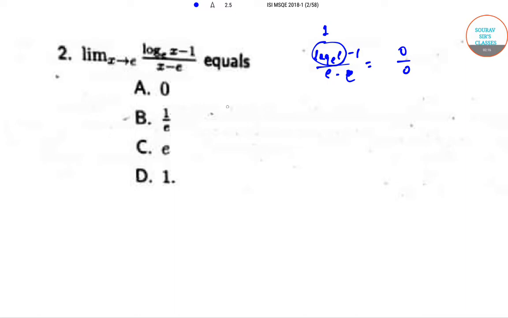So what we'll do is we'll use L'Hopital's rule. So we'll differentiate the numerator and the denominator, and we'll get (1/x)/1, that is 1/x, where limit x tends to e. So the answer would be 1/e, that is option B.